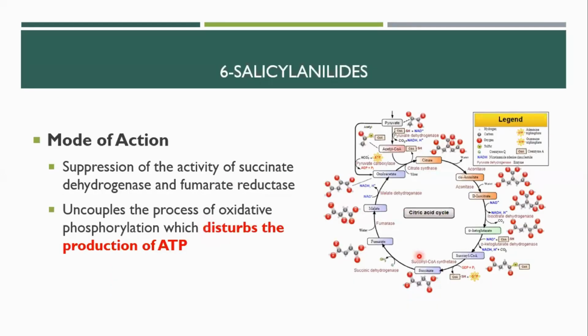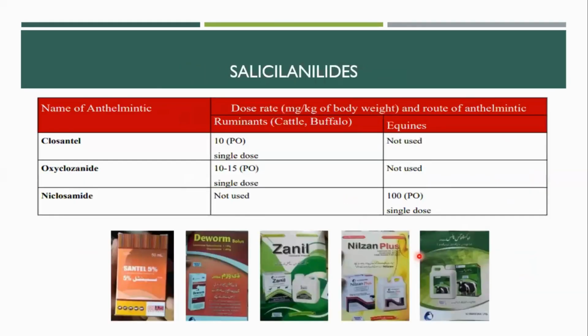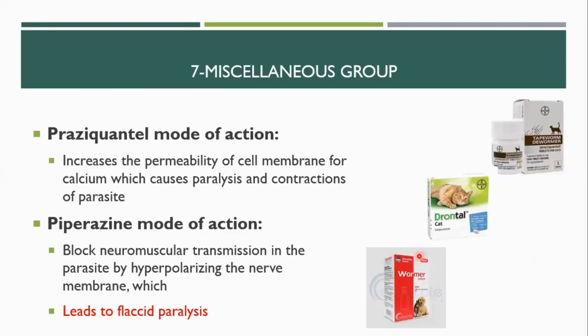Then comes salicylanilides, the sixth group. The mode of action for this group is similar to the previous group, the substituted phenols. The common examples of this group include closantel, oxyclozanide, and niclosamide. The dose rates of all these anthelmintics are in front of you. Then comes some miscellaneous anthelmintics. These include praziquantel and piperazine. The mechanism for praziquantel is that it causes increased flux of calcium leading to spastic paralysis, but piperazine causes flaccid paralysis by blocking the neuromuscular junction.